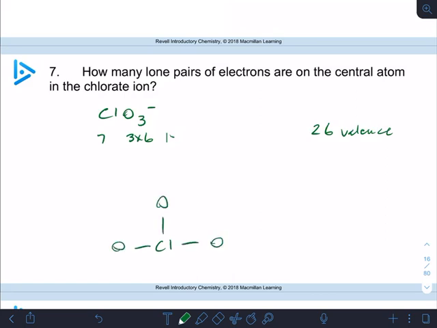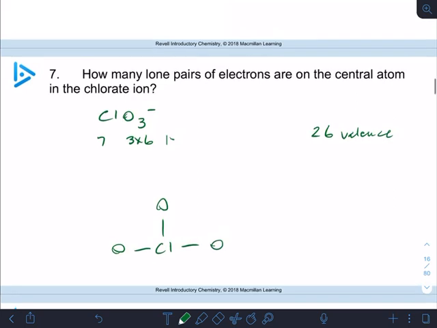All right, now I'm going to draw a symmetrical molecule. And I'm going to subtract 2 electrons for each bond that I've drawn. So minus 6 electrons in the bonds means that there's 20 electrons left to put on my molecule. I'm going to fill my outside atoms. I'm going to fill their octets first.